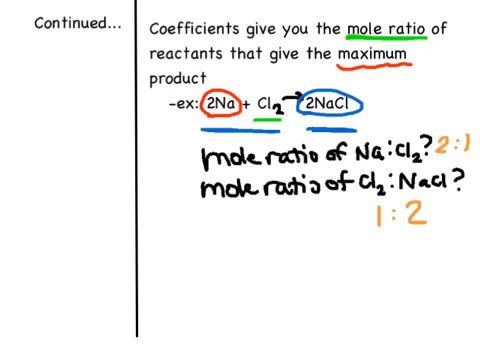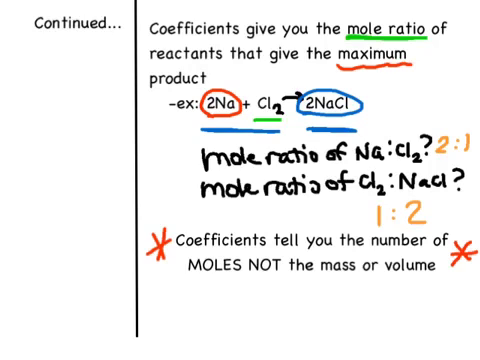The last thing that we're going to put down, and the thing that we need to keep in mind, is this. Coefficients tell you the number of moles, not mass or volume. So when we look back up at this equation, it is not saying 2 grams of sodium and 1 gram of chlorine make 2 grams of NaCl. It's not grams. You cannot assume that.